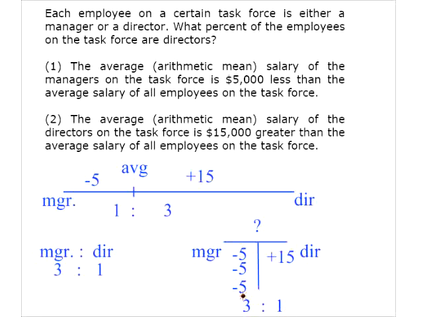If I know that they're a 3 to 1 ratio, I know that the manager is 3/4 of the whole, and the director is 1/4 of the whole. Remember, we add up a ratio to know how many total parts it's out of. Awesome. And since this was a question about percentages, let's just convert that to 25% and 75%.